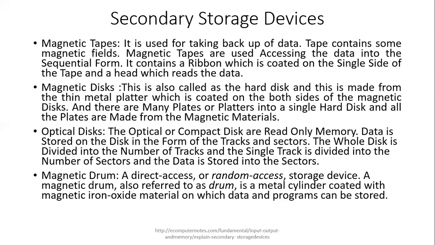The next is magnetic disks. This is also called the hard disk, and this is made up from a thin metal platter which is coated on both sides with magnetic material. As there are many platters in a single hard disk, you have one plate and thousands of plates which are mounted one over the other, and the distance between these plates is very less, and all the plates are made from magnetic material. So magnetic disks are used nowadays to save the data in the form of a hard disk.